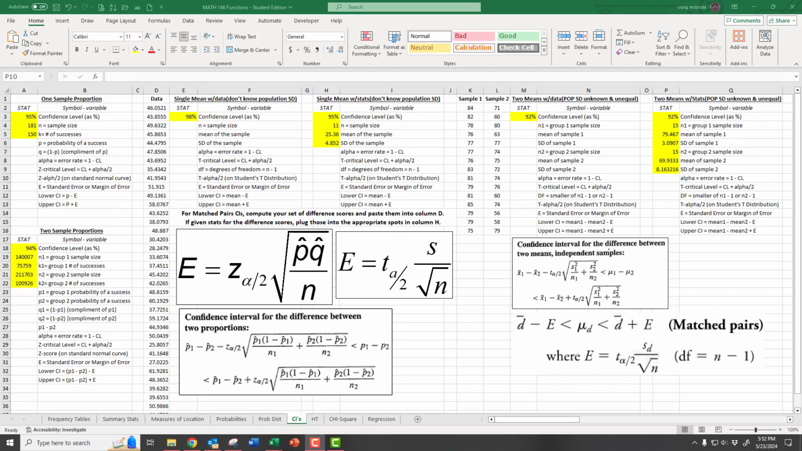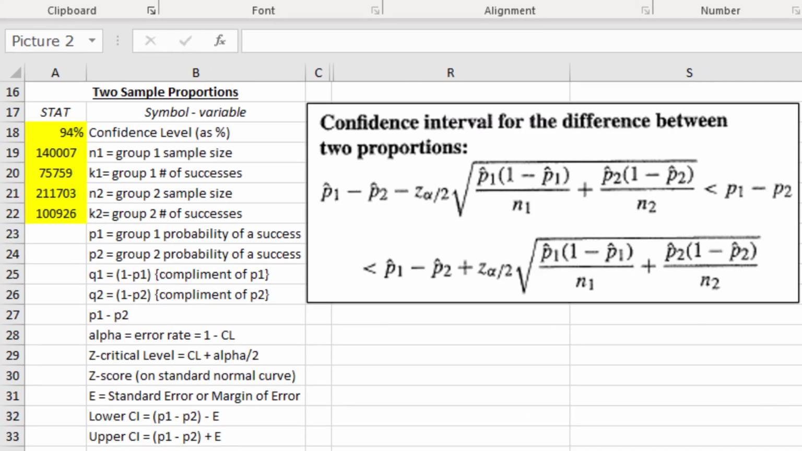Welcome to our lesson on creating an Excel calculator for handling a confidence interval for two proportions. As always, the full template is located in a link in the description. So let's get started with just the one we want to work with.